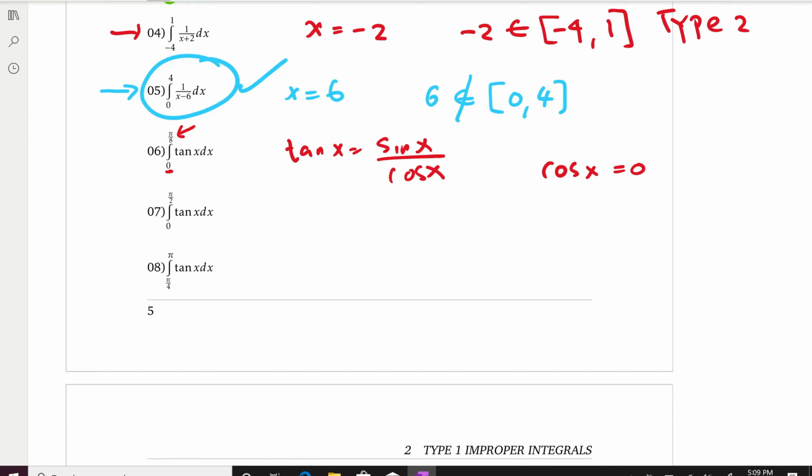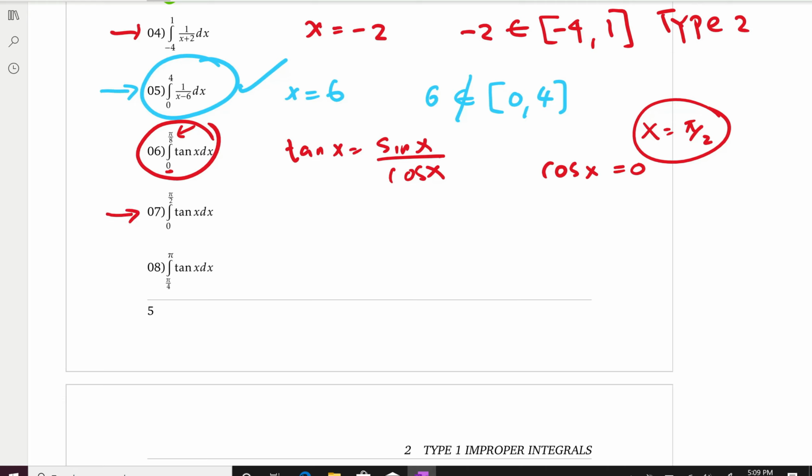But is it in between the limits? Is pi over 2, which is 90 degrees, between 0 and pi over 8? Well, pi over 8 is definitely less than 90 degrees. It's somewhere between 20 and 30 degrees. So pi over 2 is not in between 0 and pi over 8. So this is a proper integral. Again, tangent x is discontinuous when x is equal to pi over 2, so we want to see whether pi over 2 is in one of the limits or in between. It's not the case.